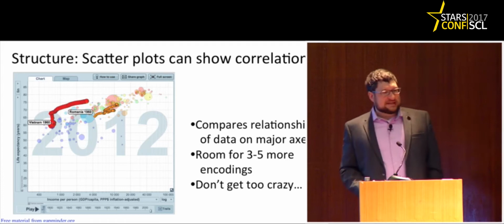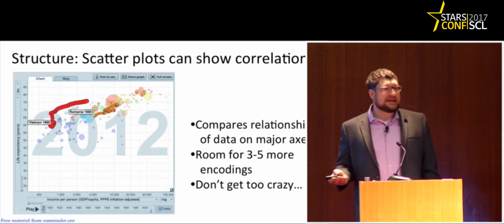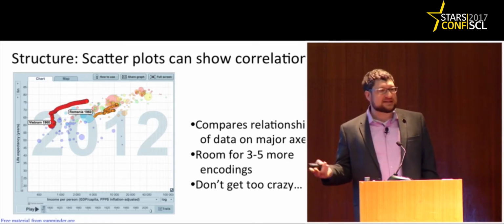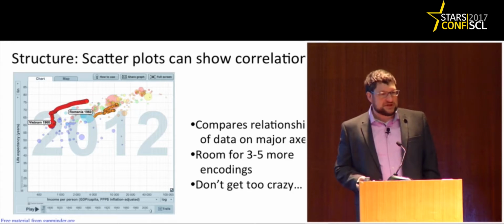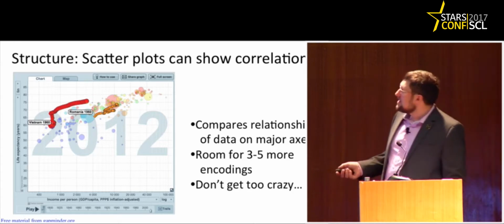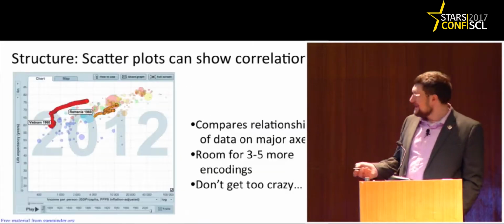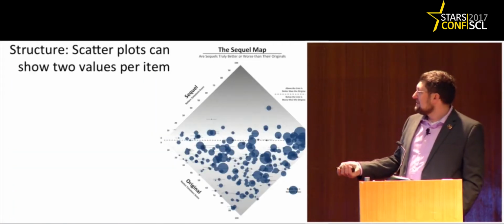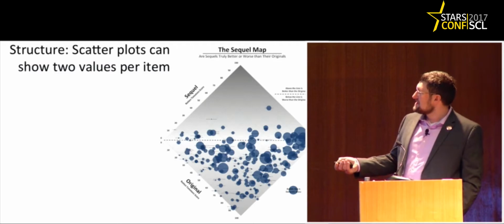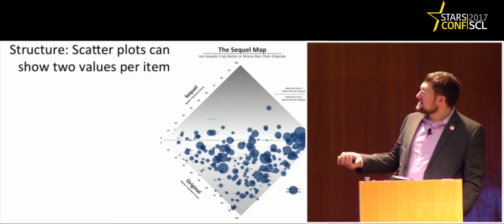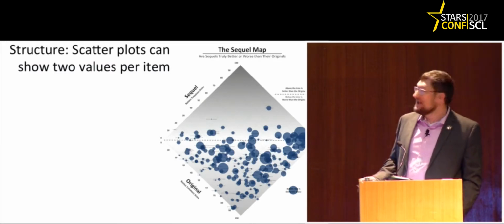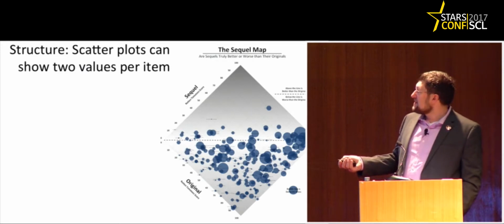Okay, scatter plots. Any two metrics, any two numbers that relate to the same thing, you can use in a scatter plot. This is one of movies. Was the original movie or the sequel better? So we have how good was the original movie on this axis? How good was the sequel on this axis? If they were both rated exactly the same, they would fall on the diagonal here.